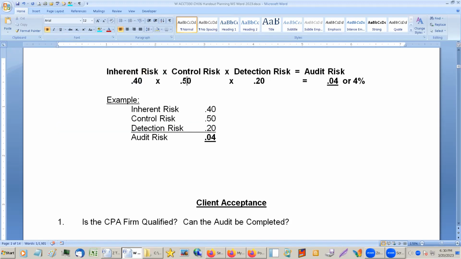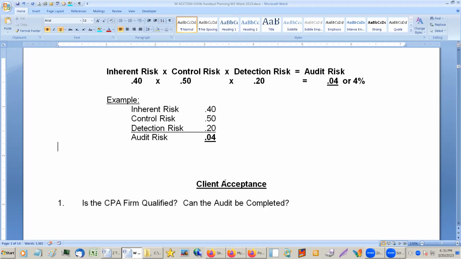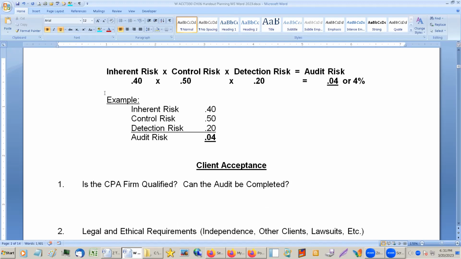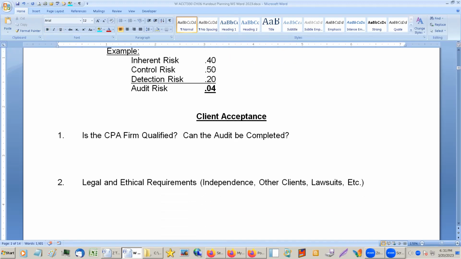high risks, you can get the audit risk down fairly low because there is this kind of multiplication effect. And that's one reason why auditing is so efficient, that you don't have to look at every single thing. Again, you look at 40 and 50% effectiveness, you still get it down pretty low, even with a detection risk of 20%. So, okay.